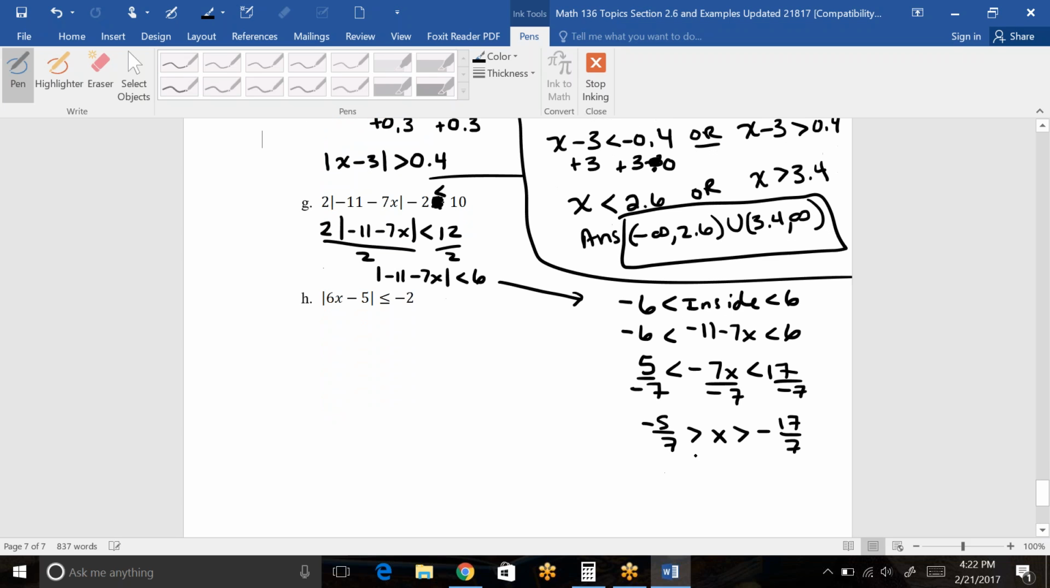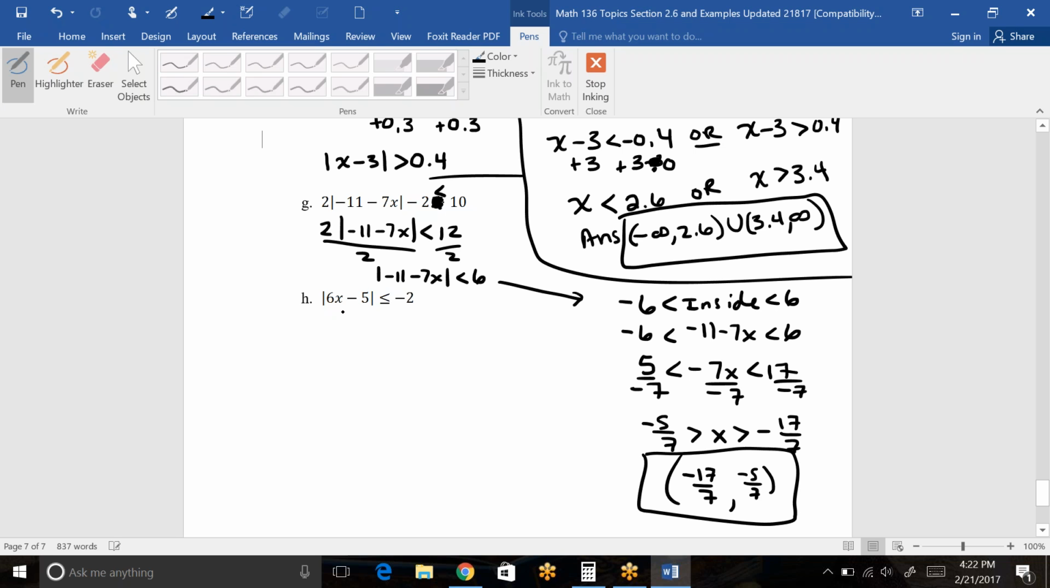In this scenario right here, the reason this is a little troublesome is that this is not from least to greatest. So because you have the greater than first, that means this is the biggest number. So to fix that, you just write them in the opposite order. Smallest number to largest number. So there's my interval notation.